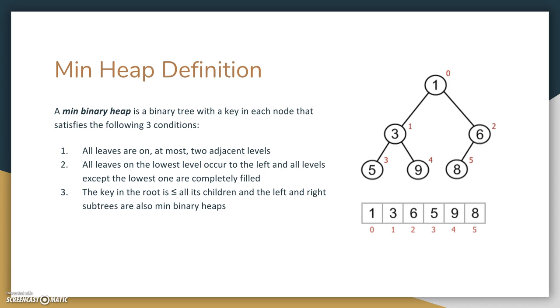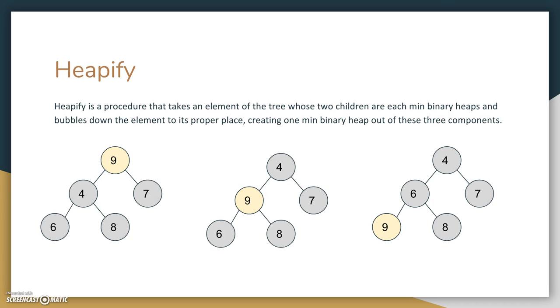A minimum binary heap is a binary tree with a key in each node that satisfies the following 3 conditions. 1. All leaves are on at most 2 adjacent levels. 2. All leaves on the lowest level occur to the left and all levels except the lowest one are completely filled. 3. The key in the root is less than or equal to all of its children, and the left and right subtrees are also minimum binary heaps. To the right, you can see an example in the shape of a tree and also with the values saved in an array, which is how we actually work with heaps.